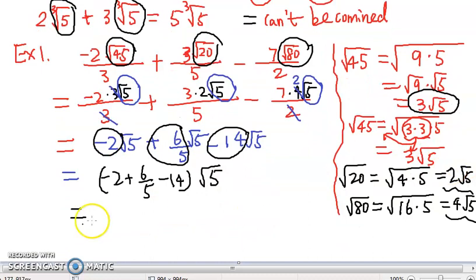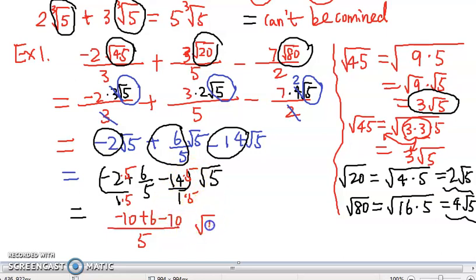Notice that for the fractions, we have to get the same denominator. So we're going to put 1 and 1 here, and multiply by 5, because the least common denominator is 5. So times 5 here, times 5 here. So we got a common denominator of 5. On the top, we have negative 10 plus 6 minus 14 times 5 gives us 70. And then there's a times square root of 5. So we simplify the top. Negative 10 plus 6, negative 4. Negative 4 minus 70, we got negative 74. And times square root of 5.